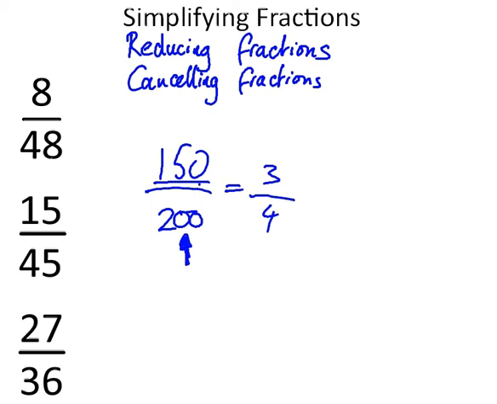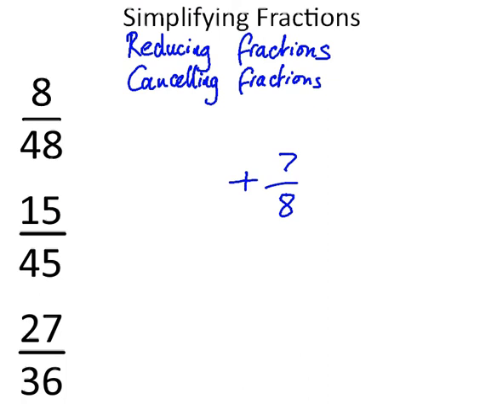Let's say we were then going to try and do 150 over 200 plus 7/8. Far easier if we were working with a smaller but equivalent fraction. Equivalent to 150 over 200, we said, was 3/4. Far easier to go about working out what 3/4 plus 7/8 is instead of working with fractions that are using large numbers. Okay, let's get on with it.